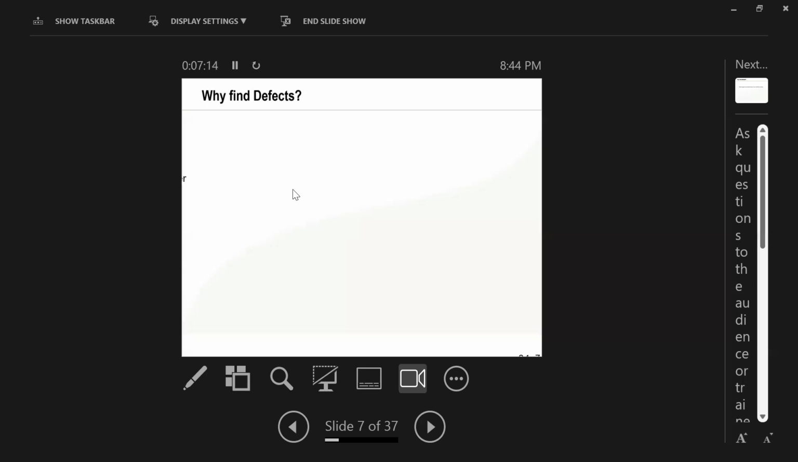Why find defects? Obtain repeat and referral business from satisfied customers. Why we need to find the defects is that the customer has to give us business, right? Obtain repeat and referral business from satisfied customers. We'll get the business as soon as you provide a quality product. You will keep on getting it.